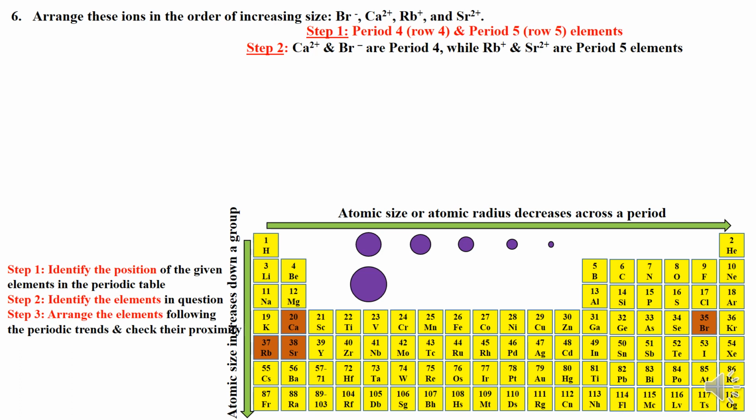Next, step 3. Arrange the elements following the periodic trends and check their proximity. In the period 4 elements, calcium is towards the left side of the periodic table, while bromine is towards the right side of the periodic table. So calcium comes first, followed by bromine. So calcium will be bigger in size and bromine will be smaller in size. What about rubidium and strontium? Rubidium comes first, followed by strontium. So rubidium will be bigger in size as compared to strontium.